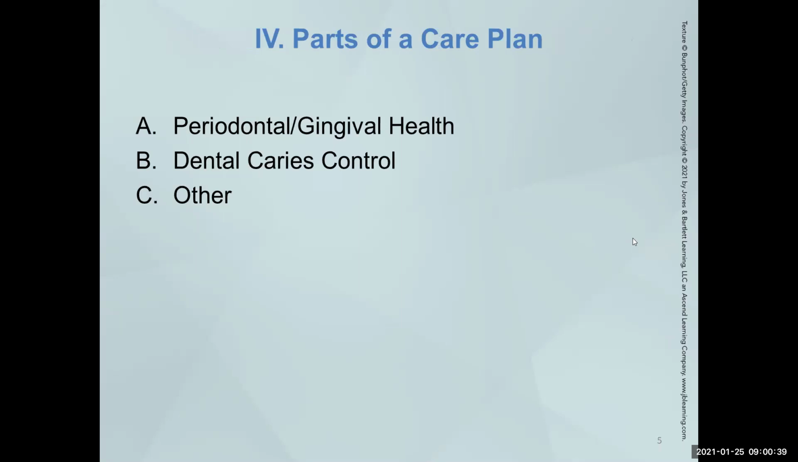So what's the part of the care plan? Okay, it's your periodontal and gingival assessment. It's your caries risk control. What other things can be part of your care plan? Think about the medical history. Is your patient diabetic? Do they need to have morning appointments? Do they need short appointments? Do they need a medical consult before you can work with them? What other referrals might you need?